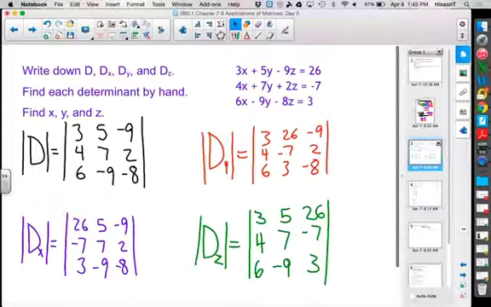Do be careful copying numbers down. Don't lose negatives. Oh my god. Mistakes in the negatives.